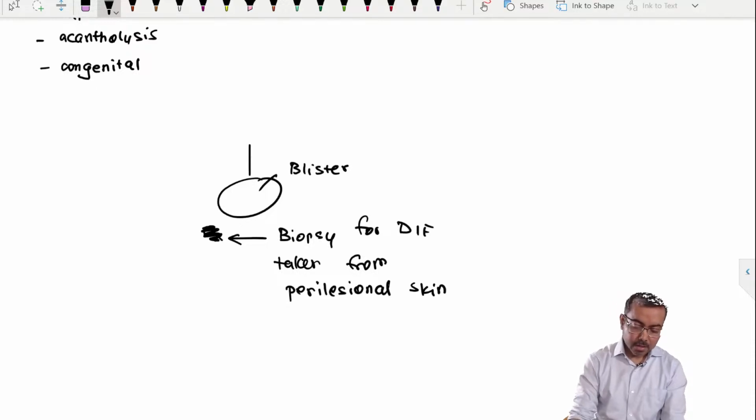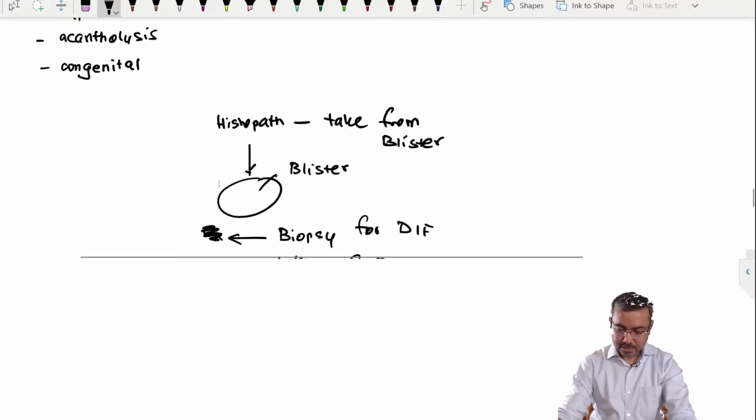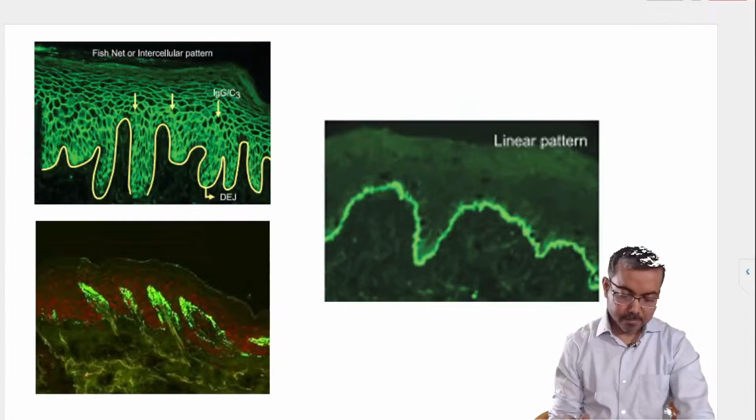But remember, histopathology is taken from the blister. Histopath takes the sample from the blister. But for DIF, the biopsy is taken from normal skin which is right next to the blister, that's called perilesional skin. Normal looking skin also has antibodies, and you can pick it up there much better, because if you take the blister, the antibodies can actually flow off. So for antibody detection, just go on the side, from normal looking skin. Is that clear? Everybody able to understand? Are you able to judge and understand this, please? Okay, right, this is what we mean.